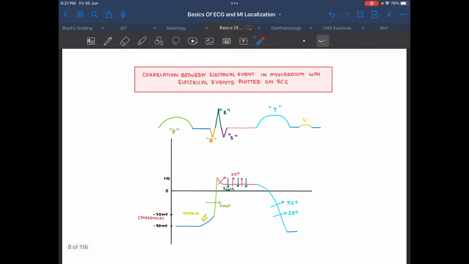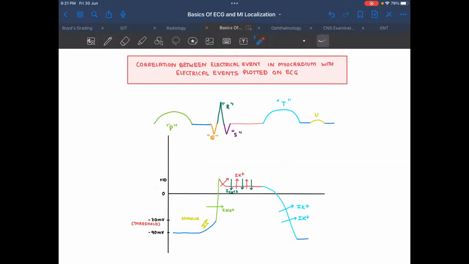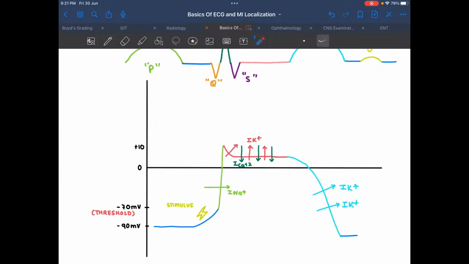So let's see the correlation between the electrical events in the myocardium and the electrical events plotted on the ECG. Can you see? This is the ventricular myocardium's action potential I'm drawing over here, and this is my ECG. I know that during the QRS portion, the ventricle will undergo depolarization. That's true. But what about the ST segment? The ST segment is more or less isoelectric, right? We talked about this. How is it isoelectric? If you see when we draw a fast action potential in the myocardium, what are its basic phases?